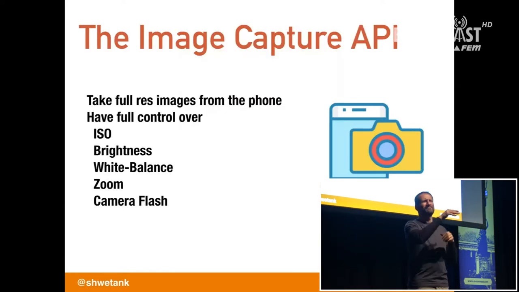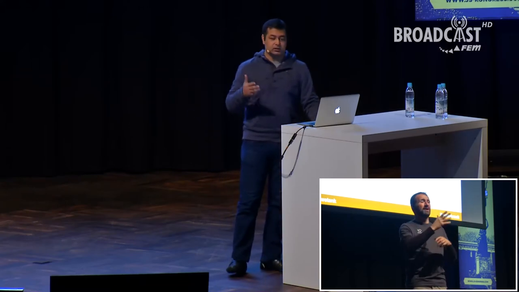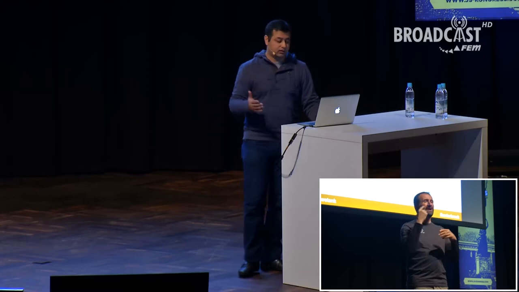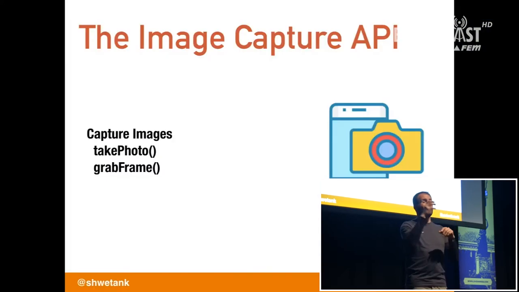So how can you actually zoom using the web? Previously, it wasn't really possible to do this. But now you have an API called the Image Capture API, which makes it possible. It's basically about capturing images, and it gives you a lot of control. You have control over the ISO level, the brightness, the white balance, the zoom, the camera flash, and many other things.